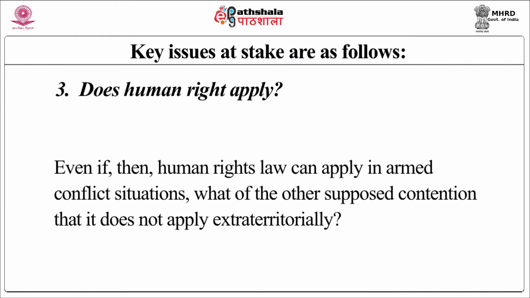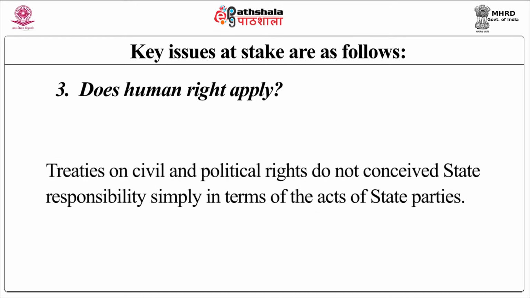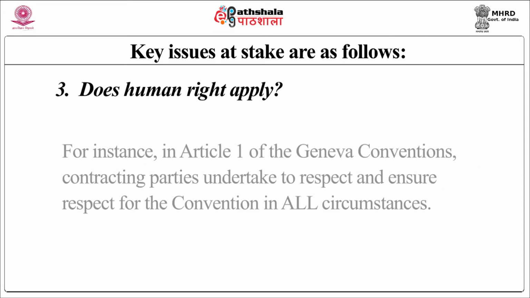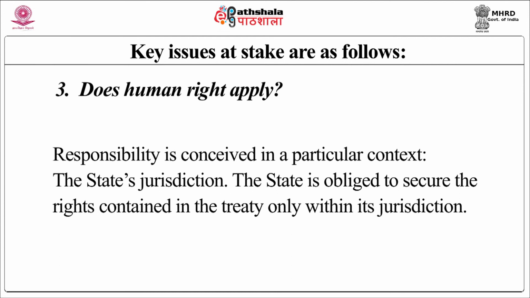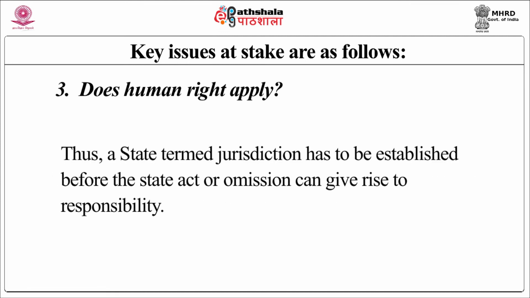Even if then human rights law can apply in armed conflict situations, what of the other supposed contention that it does not apply extraterritorially? Treaties on civil and political rights do not conceive state responsibility simply in terms of the acts of state parties. For instance, in Article 1 of the Geneva Conventions, contracting parties undertake to respect and ensure respect for the convention in all circumstances. Responsibility is conceived in a particular context, the state's jurisdiction. The state is obliged to secure the rights contained in the treaty only within its jurisdiction. Thus, a state's jurisdiction has to be established before the state act or omission can give rise to responsibility.